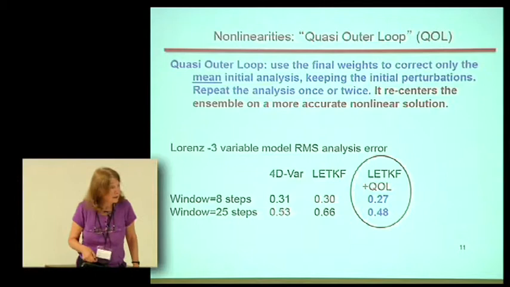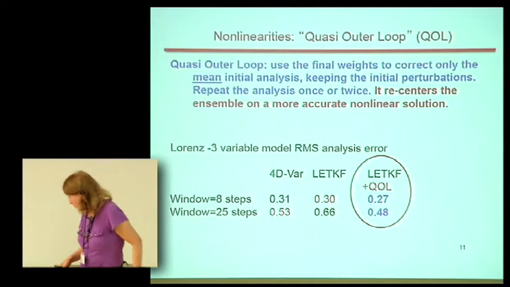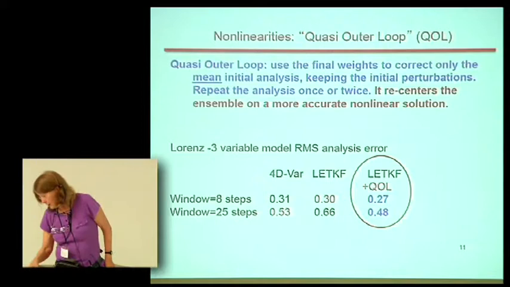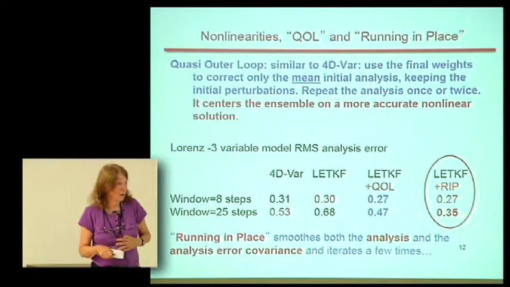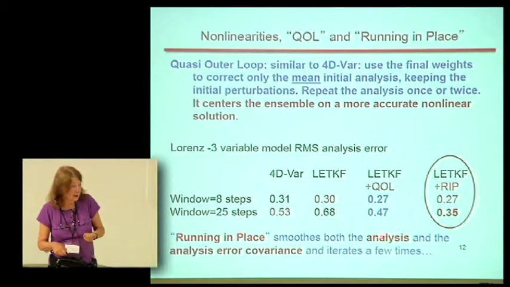Then we applied the quasi outer loop, where we only recompute the mean, not all the perturbations, and we got this result. And then we applied running in place, and we got really spectacular results. So running in place smooths both the analysis and the analysis error covariance and iterates.